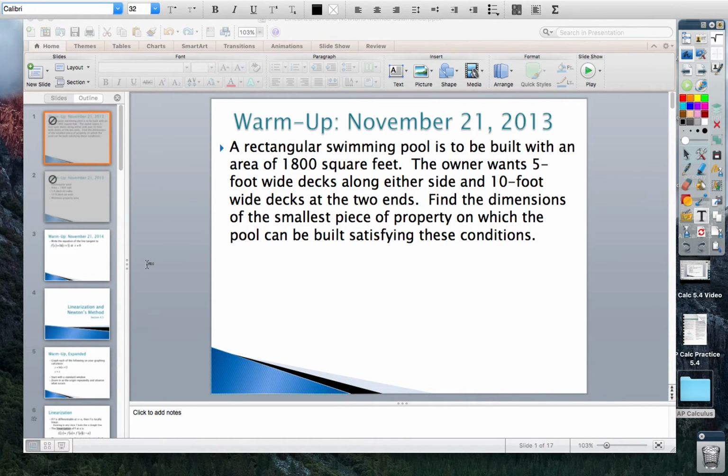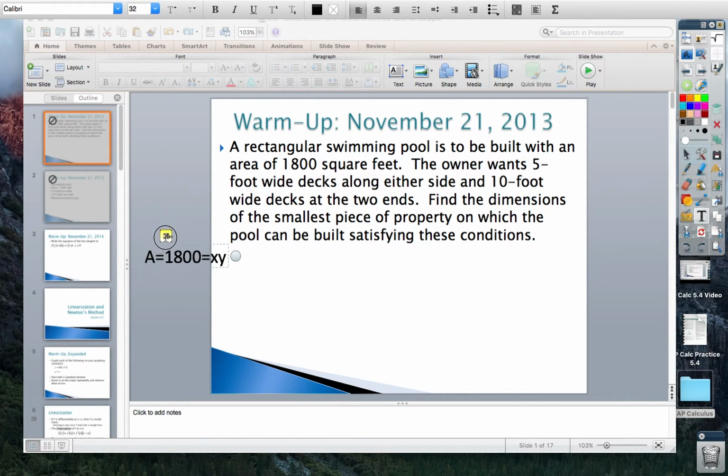Hopefully you didn't find this to be too difficult, but here's the essential part. It says that we were given a swimming pool with area 1800 square feet. And we know that the area of a rectangle is length times width, or in this case, x times y.